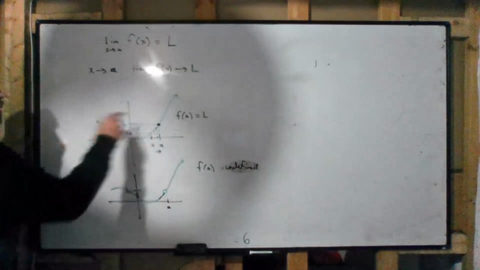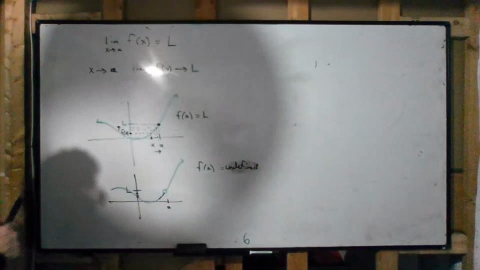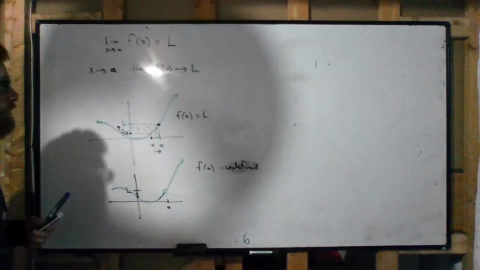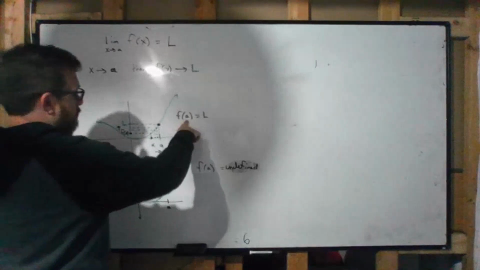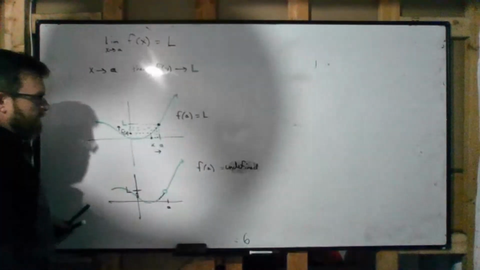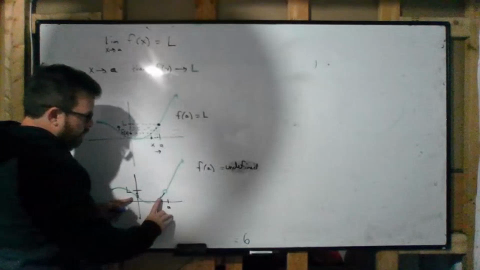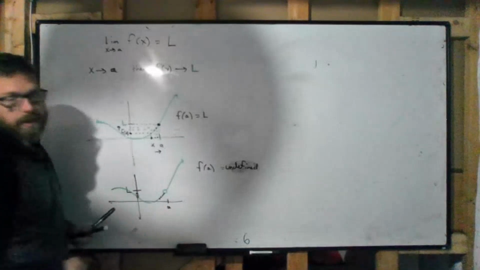So the question, which one of these functions has a limit? Well, they both have a limit. This one just happens to be defined at f of a, so you can find its limit by just plugging in f of a. This one happens to not be defined at f of a, so you have to find values that are really close to it, and then see what their y value ends up being.